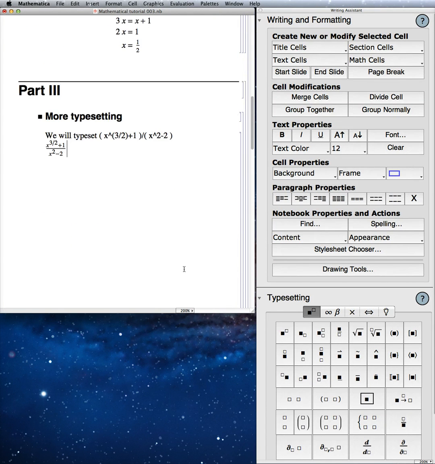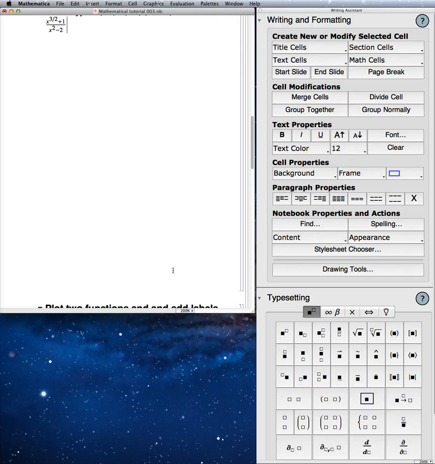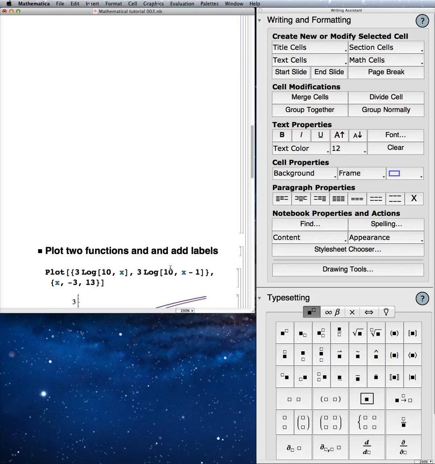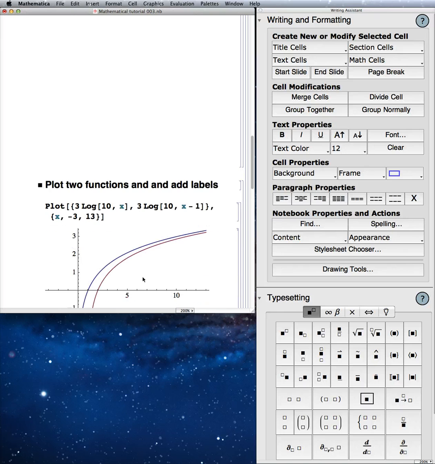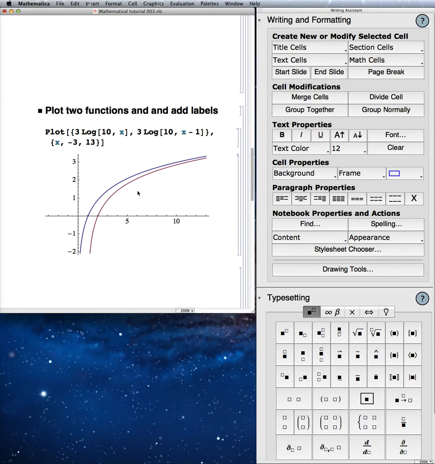Next, let's look at examining how we would plot two functions on the same coordinate system. We want to plot y equals 3 times the log of x in the base 10 and 3 times the log of x minus 1 in the base 10. The command to do this is the plot command. Remember, commands start with capital letters. So plot, left square bracket, and in curly braces we put 3 log left square bracket 10 comma x right square bracket. The 10 indicates that we'll take a log to the base 10.